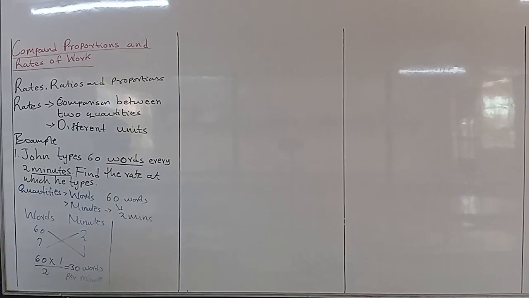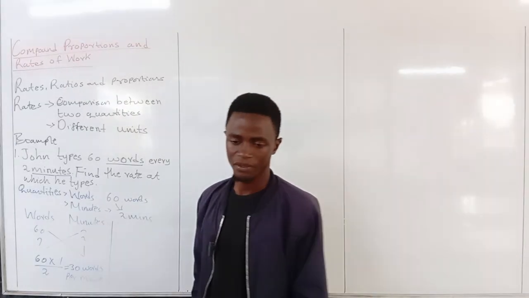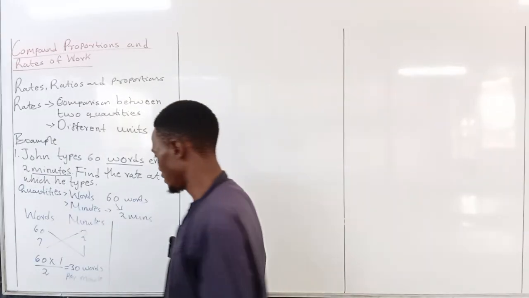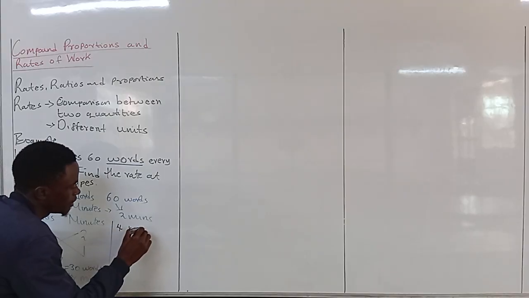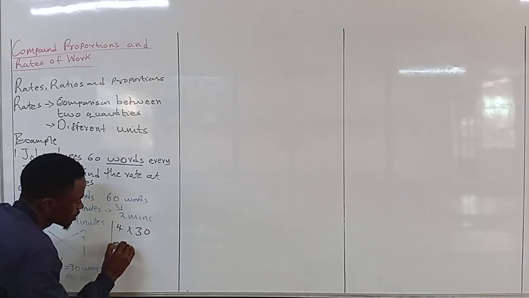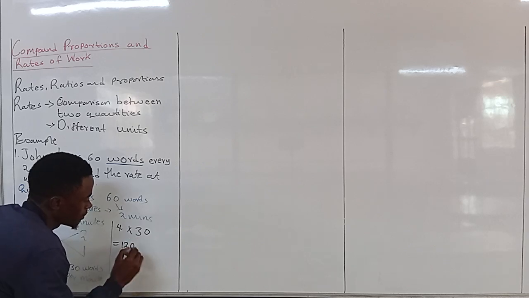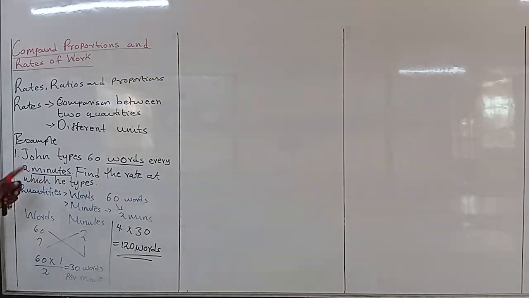Another question could be this: if he can type 30 watts per minute, then it means that if he is given around 4 minutes, he is able to type 4 times 30 watts. So at 4 minutes, you're going to find that he's going to type 120 watts. So that is an introduction part of our rates.